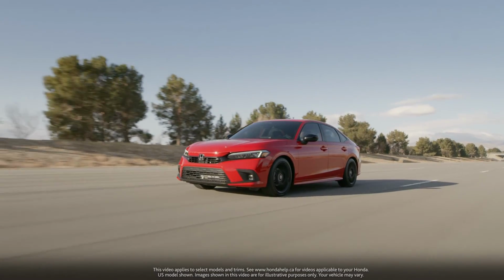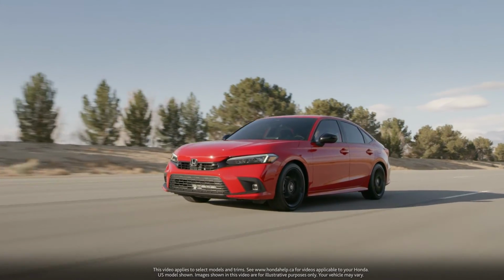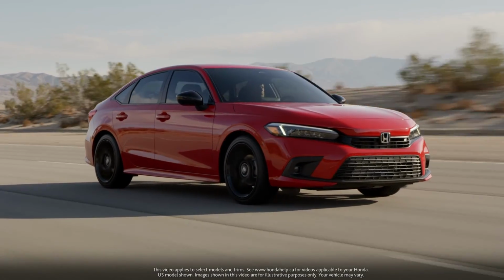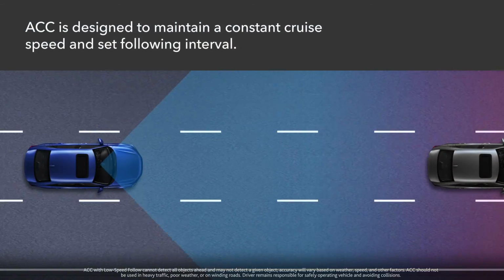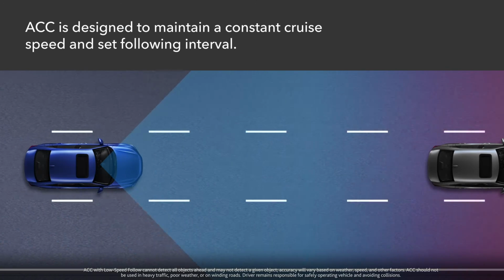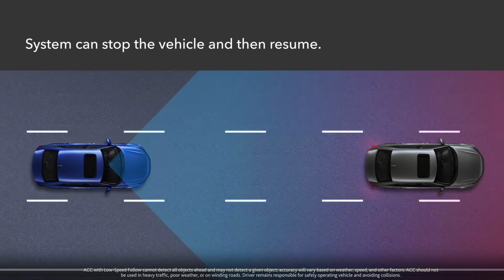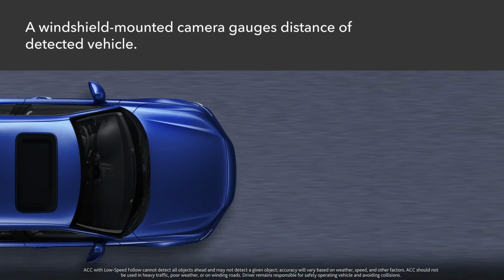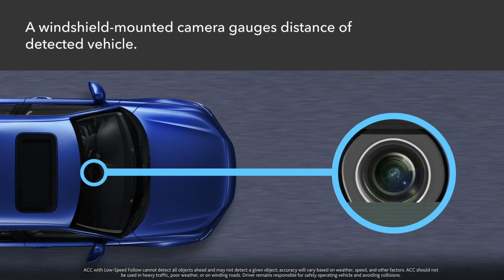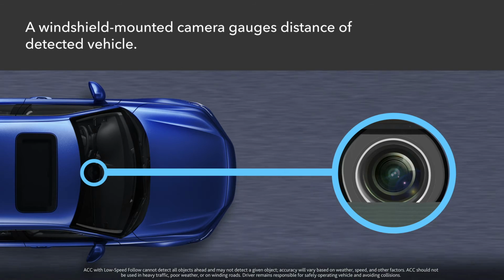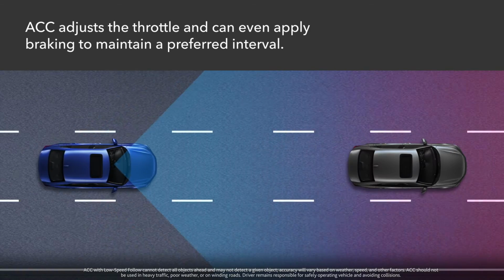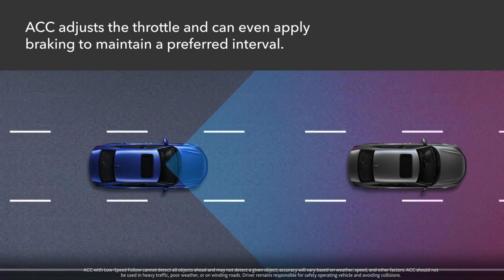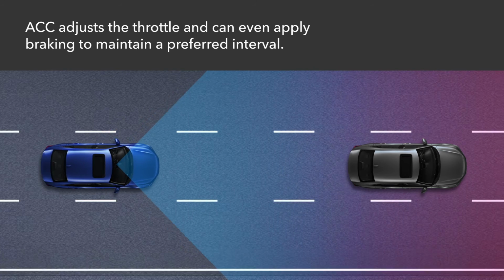Adaptive Cruise Control with Low Speed Follow, or ACC, is part of Honda Sensing, our intelligent suite of safety and driver-assistive technologies. ACC maintains a set following interval behind detected vehicles. It can even bring the vehicle to a stop and resume following again. ACC uses a windshield-mounted camera to gauge the distance of a detected vehicle ahead. ACC then sets the appropriate throttle position and can even apply braking to maintain a preferred following interval.